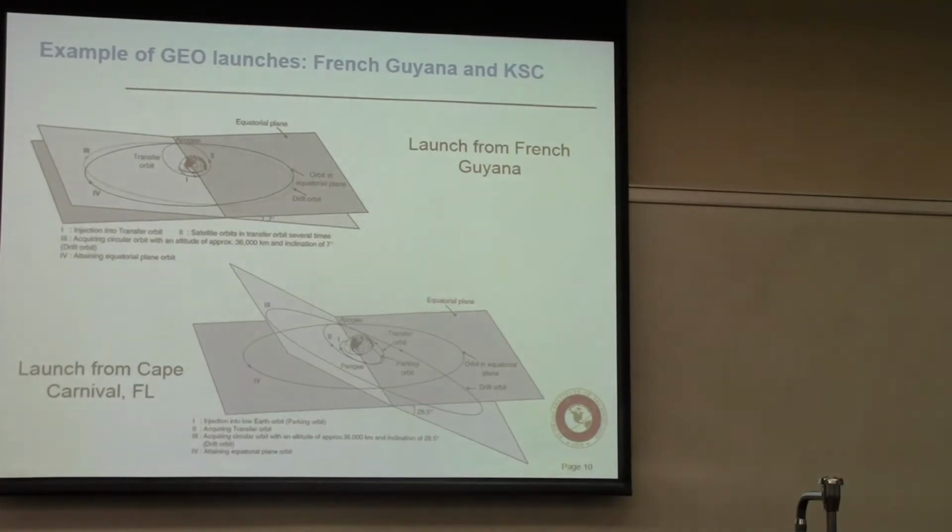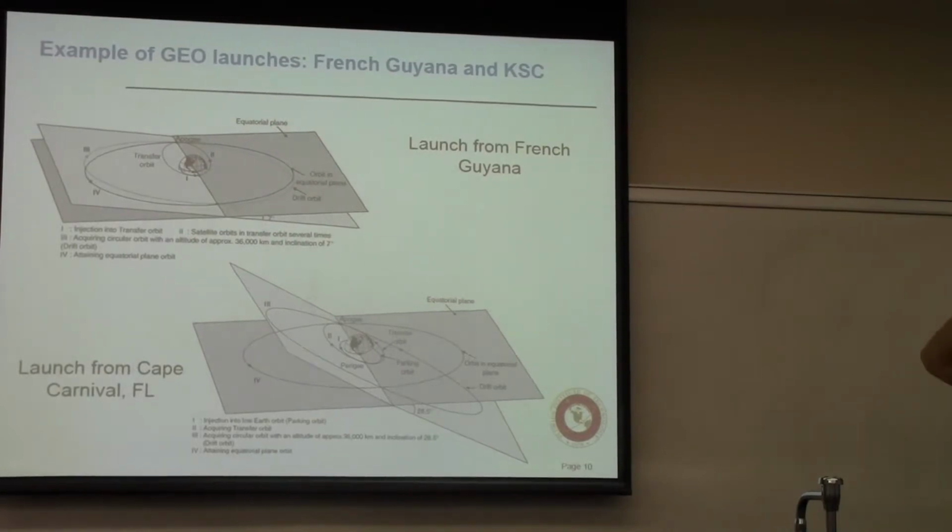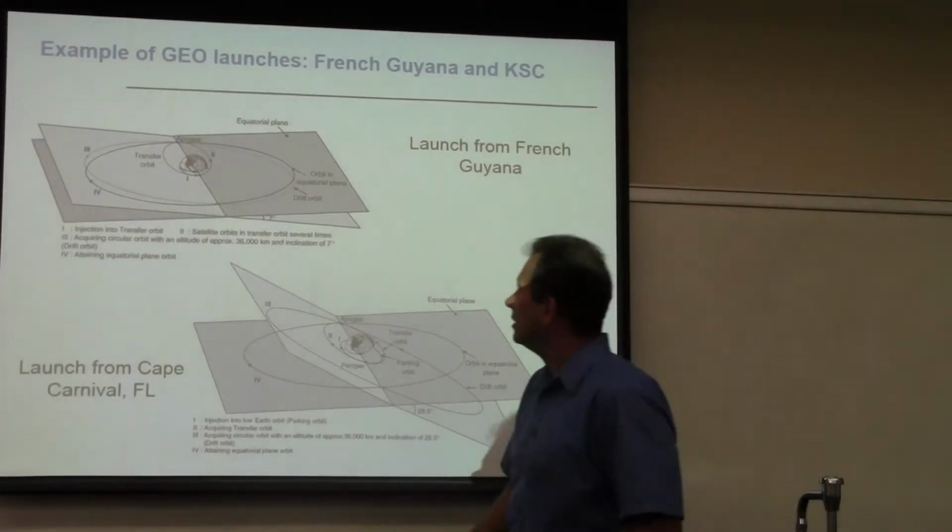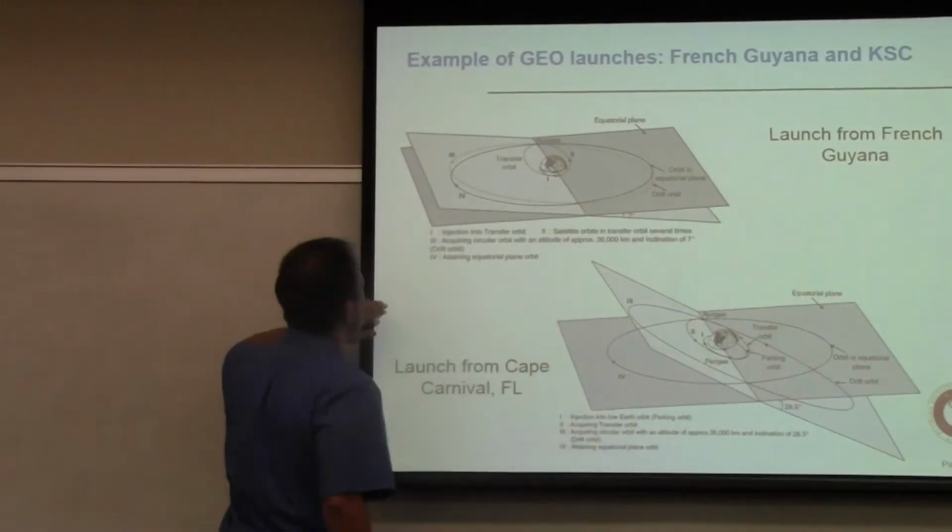So this is just, I stripped this from some other book, not the one that you're using. They had these nice diagrams that tell you how you actually launch from these two locations. As I said, Europeans are launching mostly from French Guiana, and this is a typical launch from there. So they have four stages.